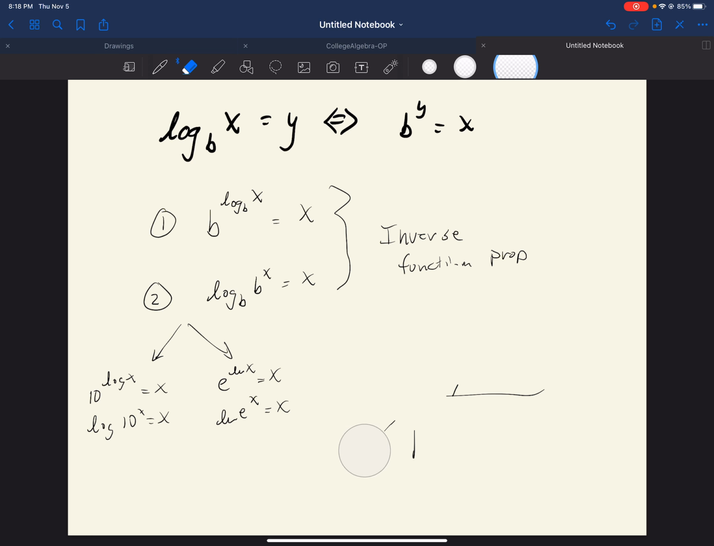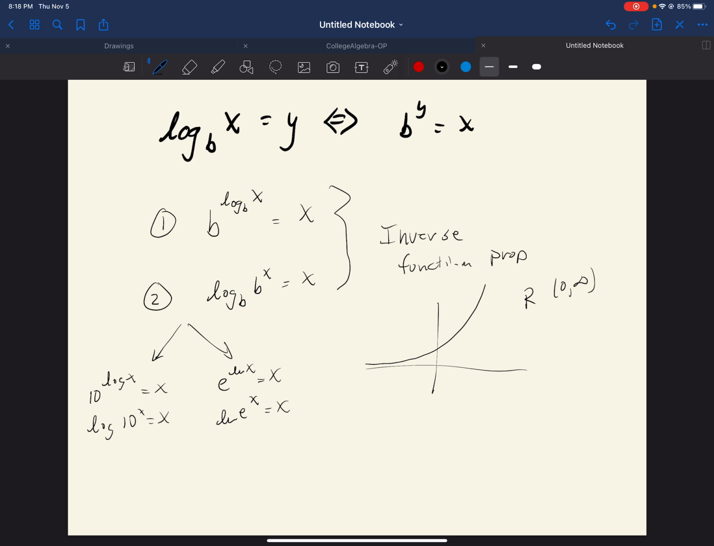If you've really read the section prior to this on exponential functions, since exponential functions only are positive, the range of this is 0 to infinity. The domain is negative infinity to infinity. What that means, and this is for a b to the x, it means when we take the logarithm, so this is log base b of x equals y.